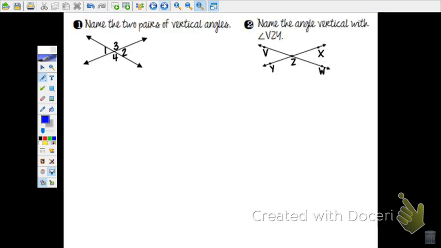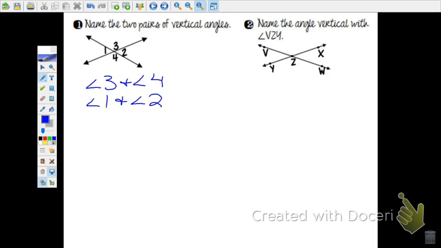Number 1 says to name the 2 pair of vertical angles. So what's 1 pair of vertical angles? Angle 3 and 4. What else? Angles 1 and 2. Do we have to put the "and" sign? Yes, when you name a pair, you have to name 2. So it's angle 3 and angle 4.